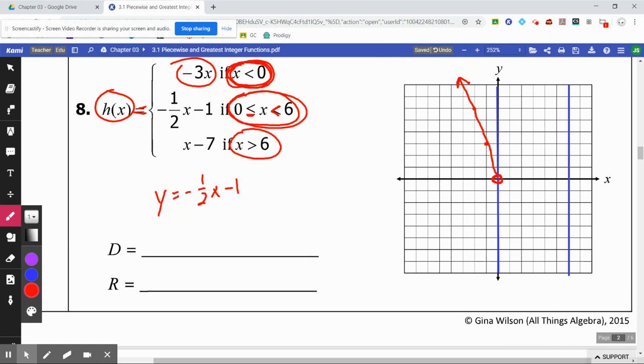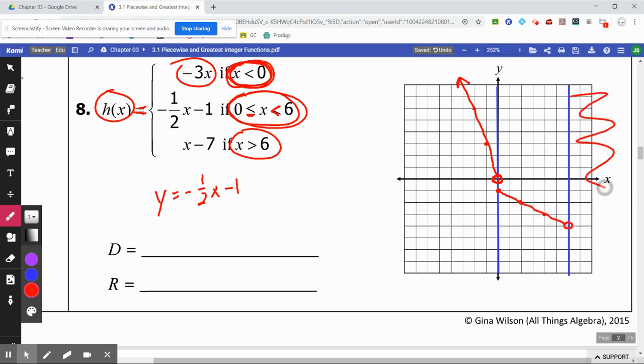So for -1/2 x minus 1, my y-intercept is -1, and it's on that line, so I'm going to include it. My slope is -1/2, so go down 1, over 2, down 1, over 2, down 1, over 2 actually lands on 6, and I said that 6 was not included, so I'm going to do an open circle. We're going to connect our dots.